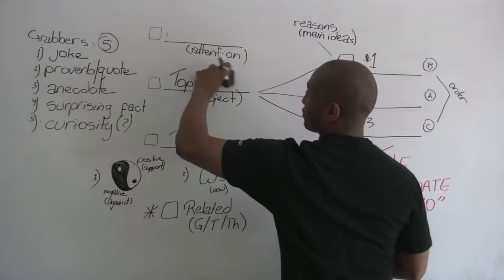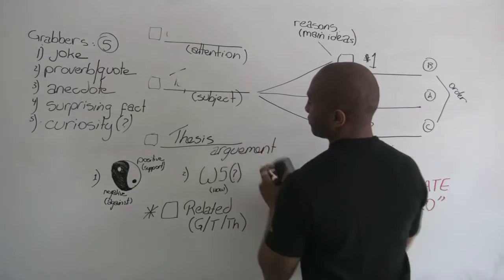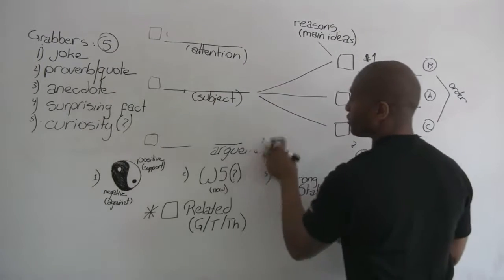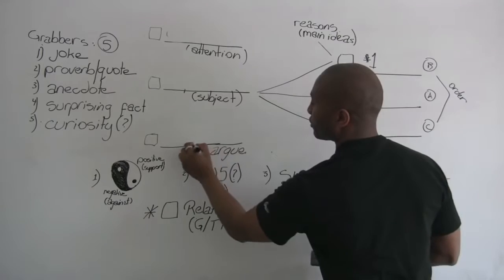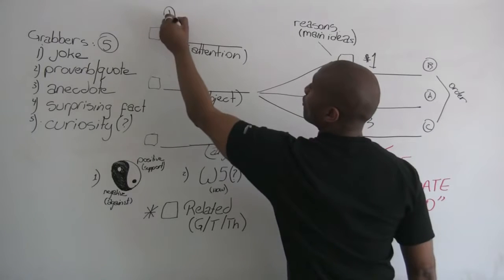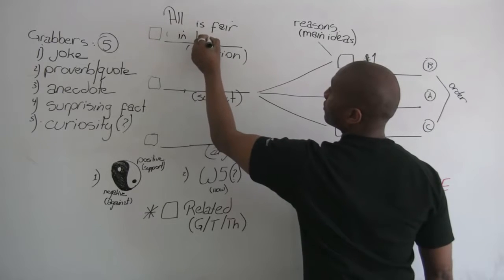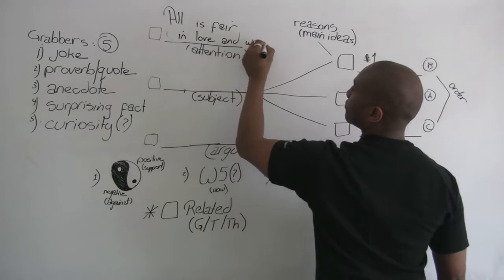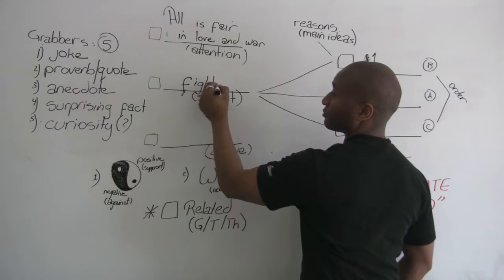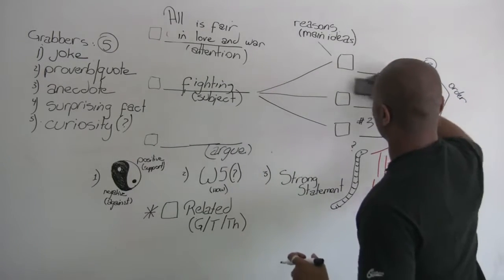Okay, this one is a grabber. This is topic. And this is your argument. Right? Okay, so what you want to argue, I should say. Your argument, what you want to argue. So let's do a grabber. All is fair in love and war. Subject. Fighting.